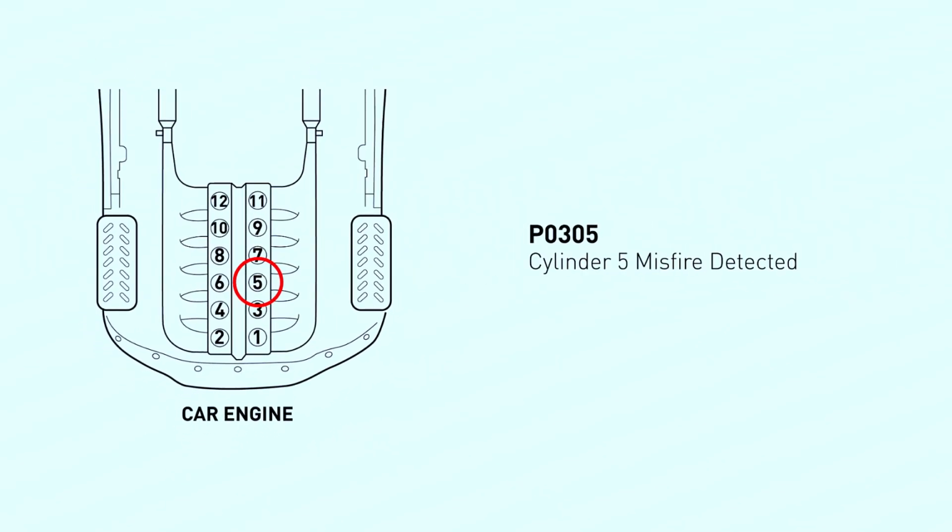Before diving in, let's understand why this code appears. A misfire happens when the air-fuel mixture in a cylinder doesn't ignite properly. This can be caused by problems with the spark, fuel, or even air intake.